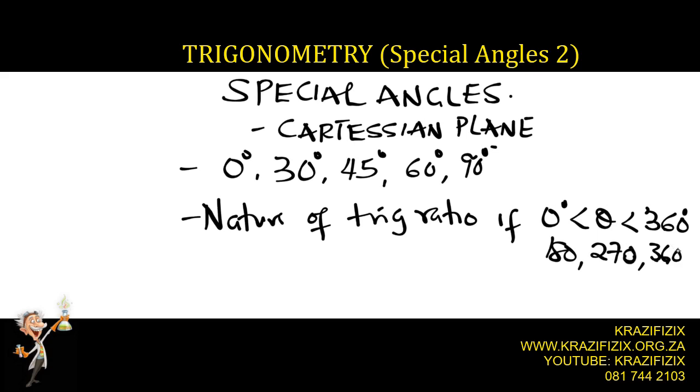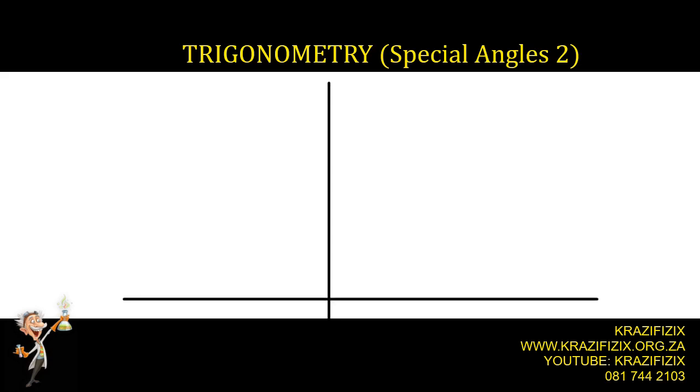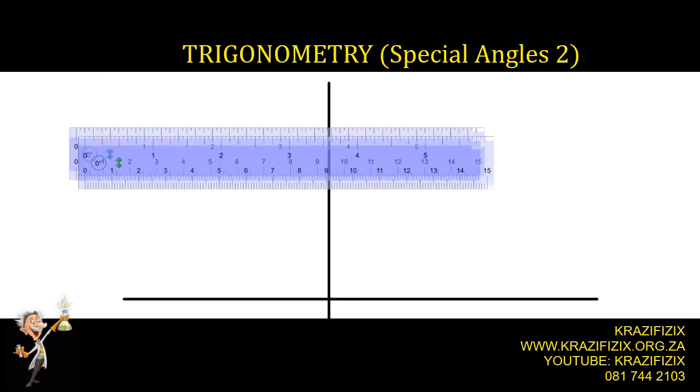In order to make this very interesting, we would need to do a little bit of construction. So let's go and do a few constructions. Okay, I will need first to create a Cartesian plane. All right, good. So I have a Cartesian plane there. I would need a ruler. Basically, I would actually need two rulers.